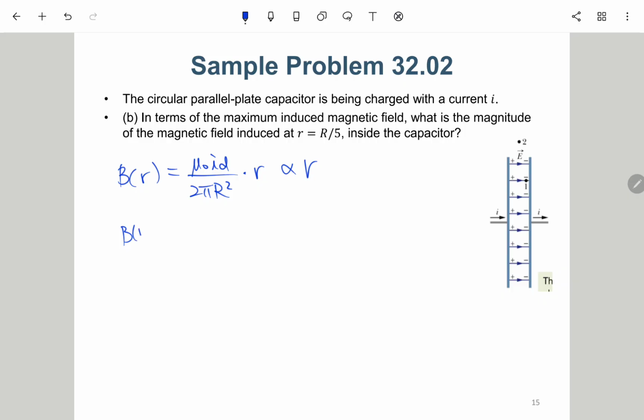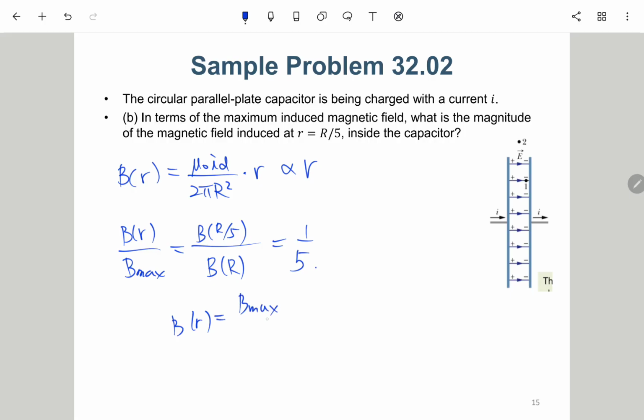Which means that B(r) over B max should be R over 5 over capital R, because when r is larger, B is also larger. So the maximum B field should occur when r is equal to capital R. Then it is nothing but 1 over 5, because they have a linear relationship. So B(r) is actually B max over 5.